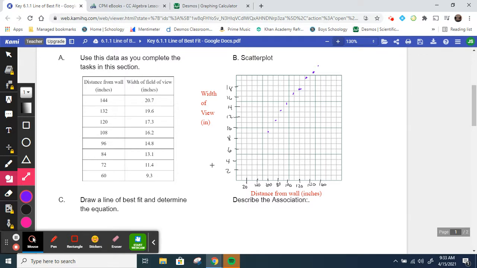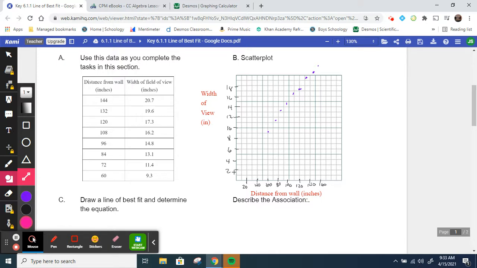Okay, so now part C asks you to draw a line of best fit and determine the equation. A line of best fit is the line that goes through the middle of your data and follows the general trend of the data. This seems to be increasing from left to right. This is pretty strong linear data. If possible, you want to try to have as many points above as below. But if you have one point that's really skewed, then you don't necessarily have to use that reasoning.